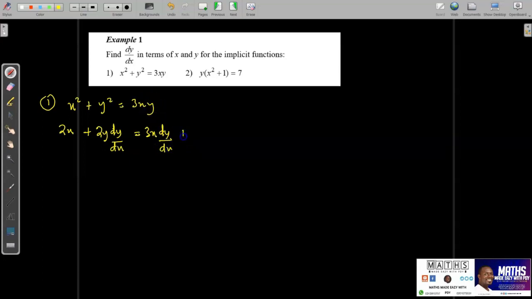Then we continue with our product rule. So we maintain the second function, which will be 3y, and differentiate the first function, which is x. When you differentiate x, what will you obtain? 1. All right. Let me pause over here.